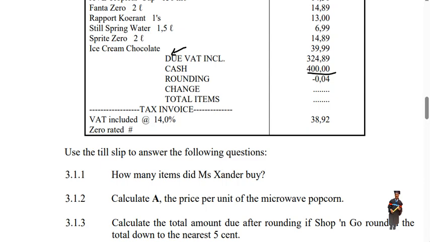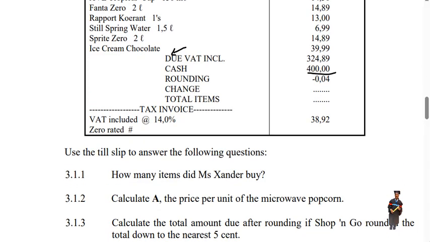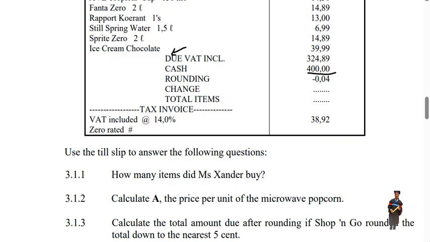Okay, then we have the total items. Okay, then we have the tax invoice. These till slips are from previous question papers before the VAT was increased to 15%. This is 14%. Okay, then they have told you that items that have this letter are zero rated, VAT is zero rated. Okay, now let's go through the questions.